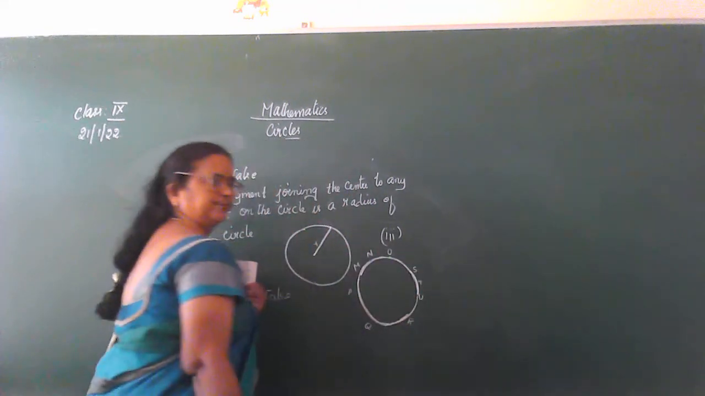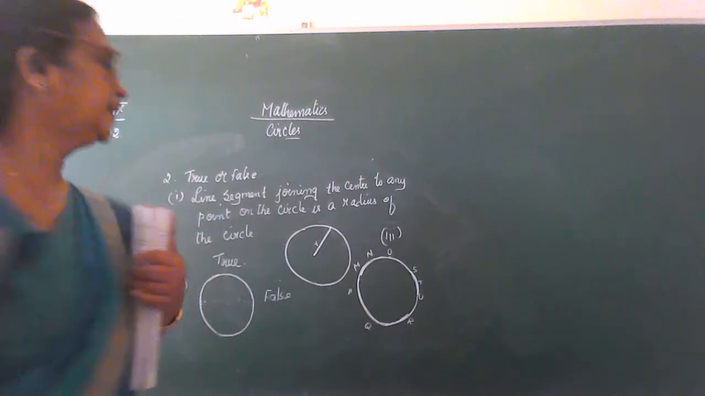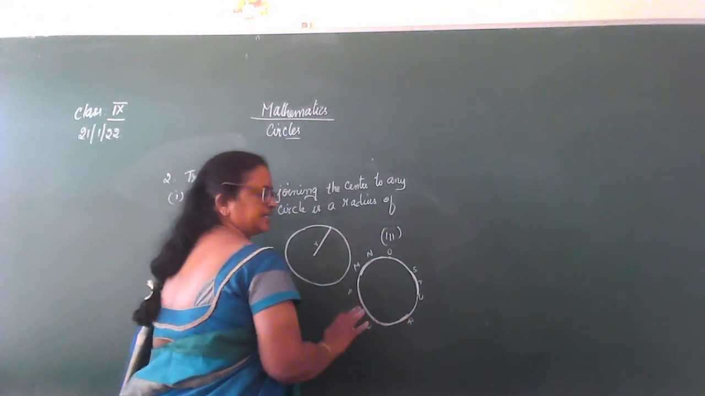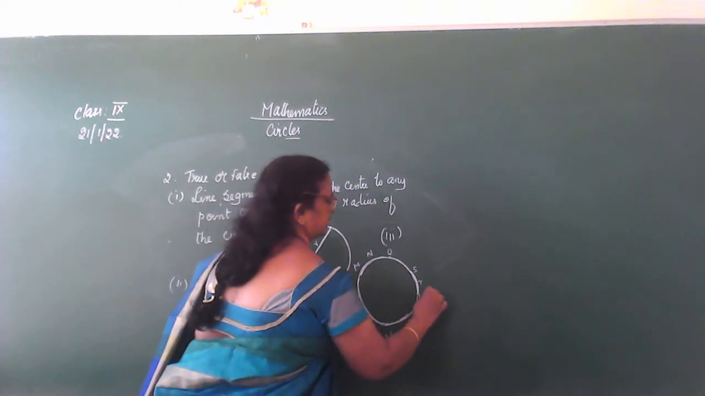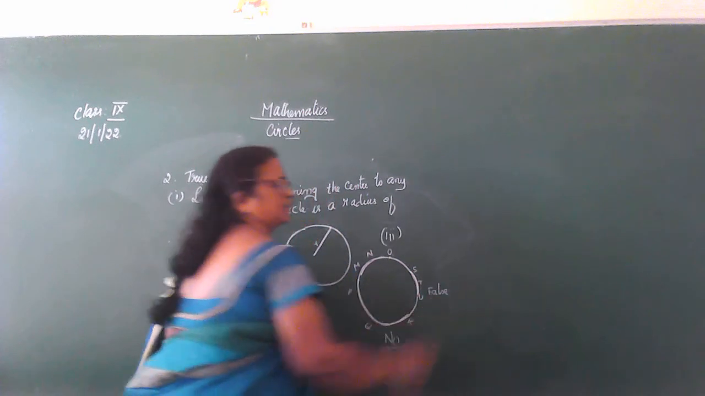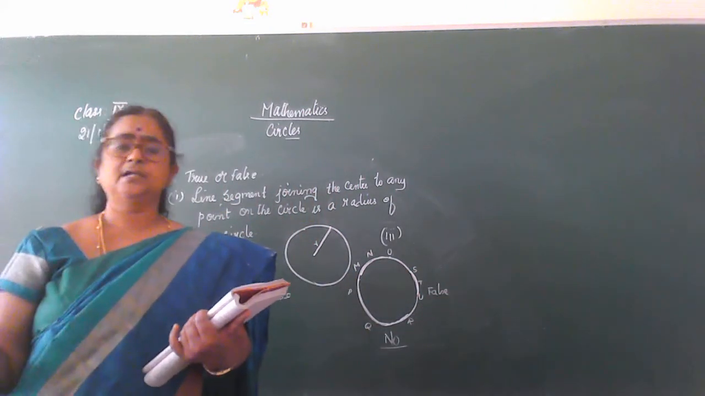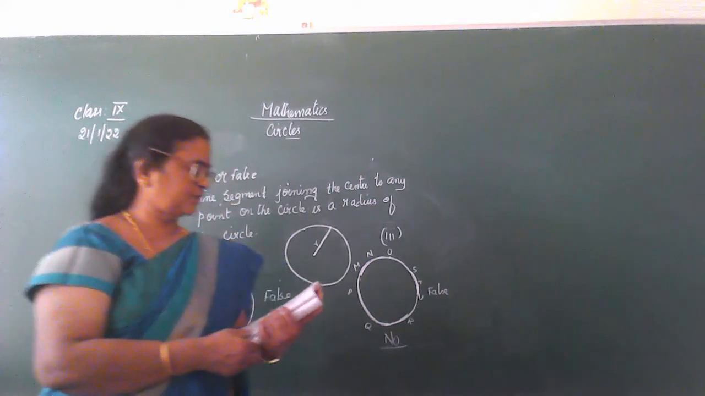Are they equal? No, they are not equal. They are different. So, we cannot say that when it is divided into 3 arcs, they are major arcs. It is false. The statement is that they may be equal, but it may not be a major arc. That is a minor arc. False.